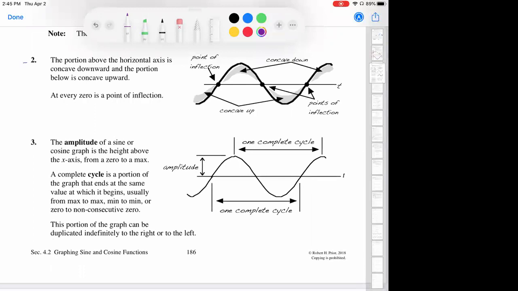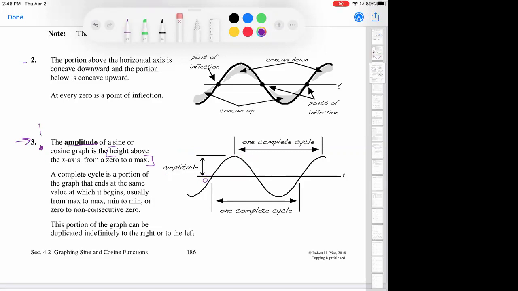Amplitude. This one's important. The amplitude of a sine or cosine graph is the height above the x-axis from 0 to the maximum. So what is amplitude? It's the height above the x-axis from the zero to a max, right? And it has it highlighted right here. So an amplitude is just this part. We have a zero and a max. That's called an amplitude.